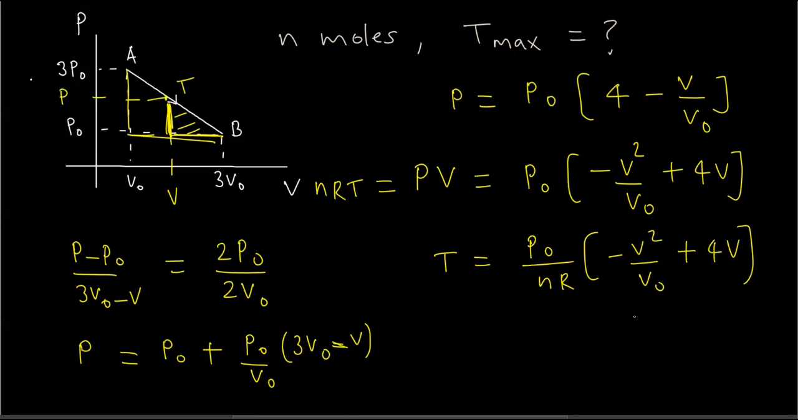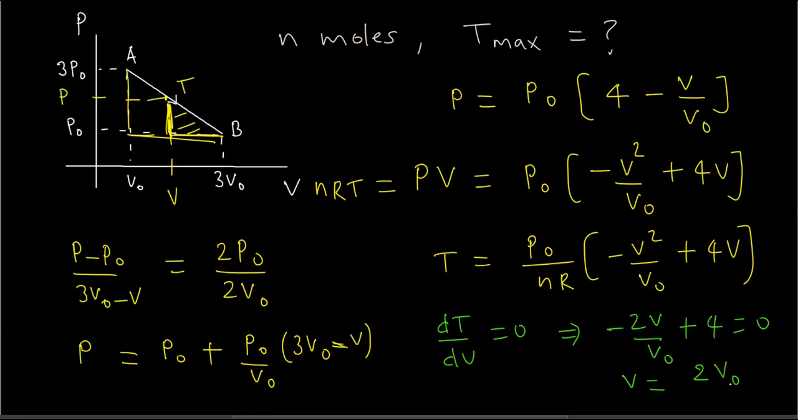So I can take its first order derivative, dT by dV, and equate that to zero. And then I know I'll get maxima there. So what is that? I multiplied both sides by V, and then PV I can write as nRT. Now if I take dT by dV, because this is just a quadratic expression, wherever this derivative is zero, I'll have minus 2V by V naught plus 4 equal to 0. So V happens to be 2V naught. So exactly at the middle, this is taking place.